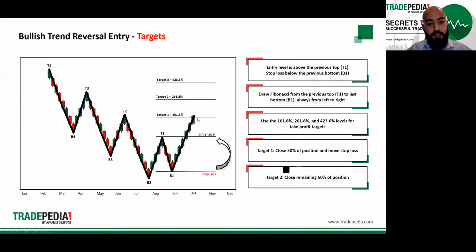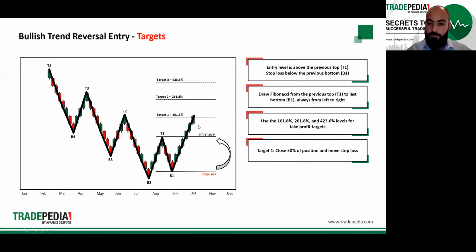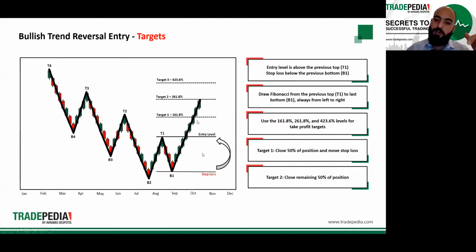After reaching target 1, you shouldn't be willing to lose any money. So I closed 50%, I closed half of my position, I booked some money, and then what do I do? I move my stop loss from here to target 1. And then I hold on with a risk-free trade towards target 2.